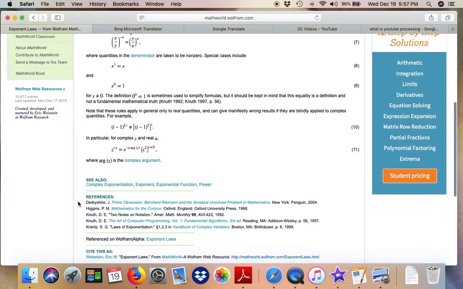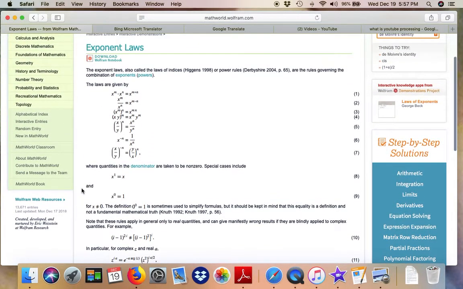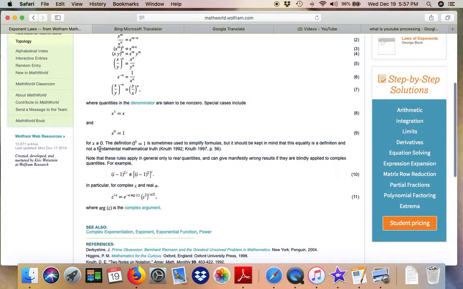For x not equal to 0. That's what that equal sign with the line crossing through it means: not equal to. So the definition of 0 to the 0 is 1. This is something that needs to be memorized, and you just have to know it.